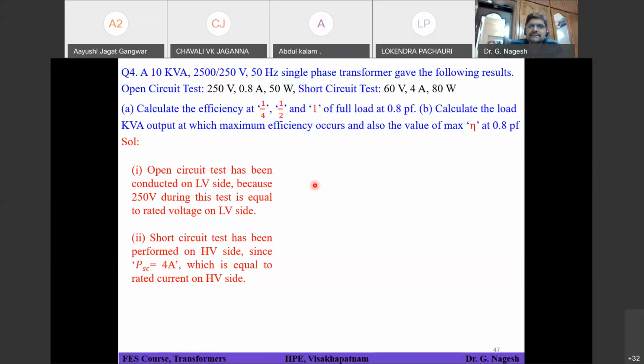In the short circuit test, usually the low voltage winding is short circuited and all the instruments are placed on the high voltage side. The high voltage side is the 2500 side, so you have to calculate the rated current on this side. 10 kVA divided by 2500 is 4 amperes, and your short circuit current is also 4 amperes. So your test was carried out at rated current, and at rated current you got this wattmeter reading.